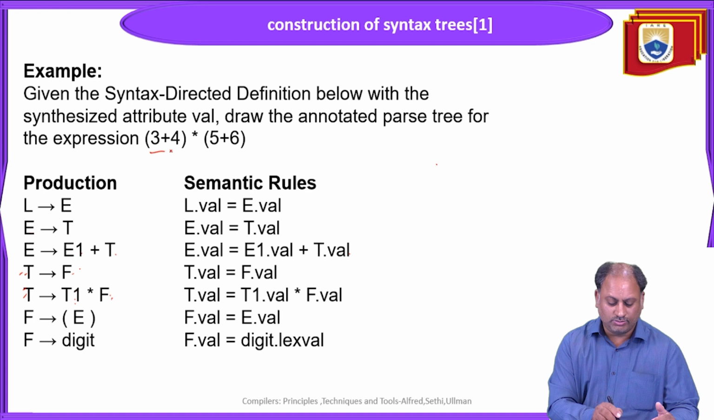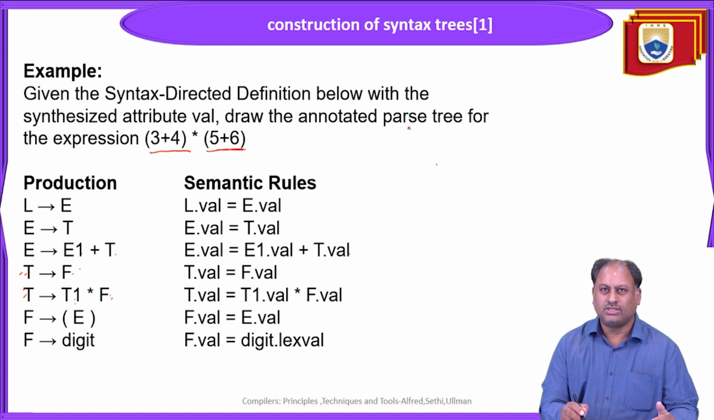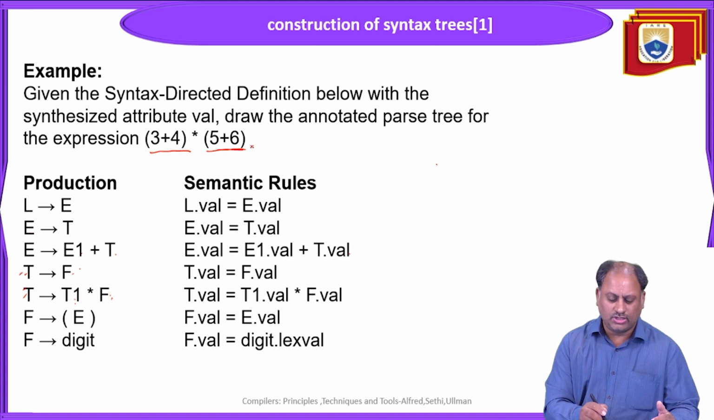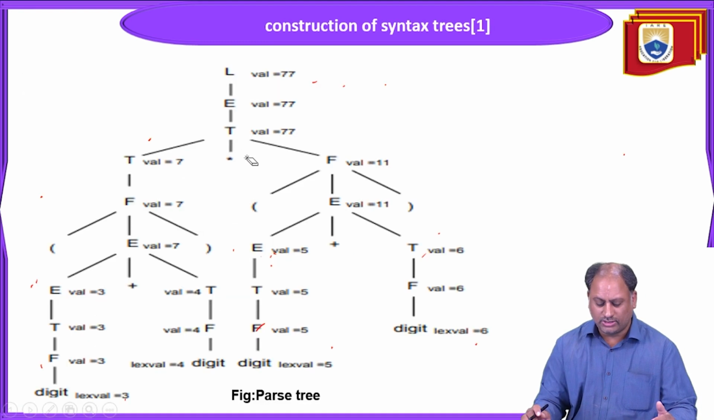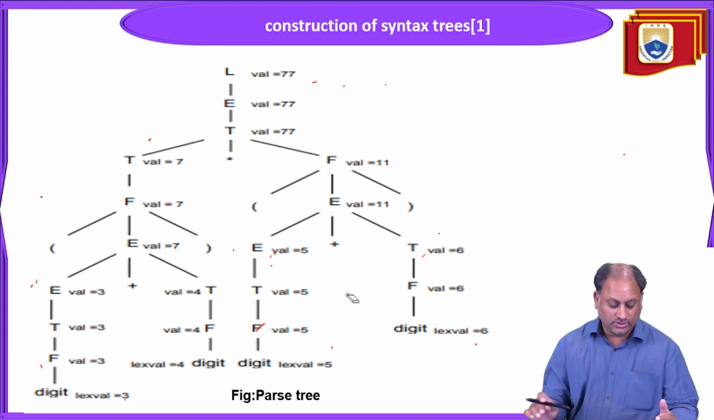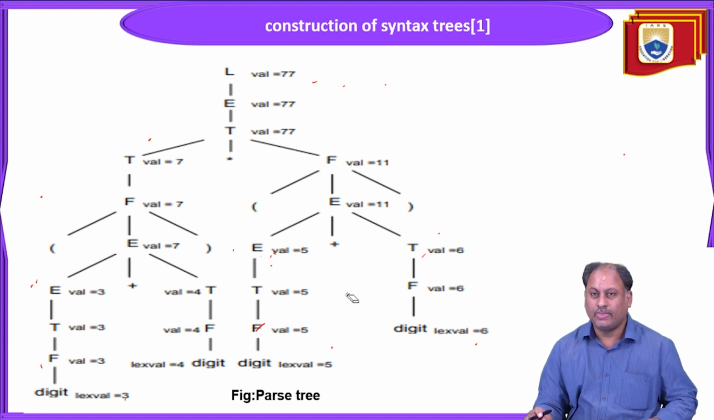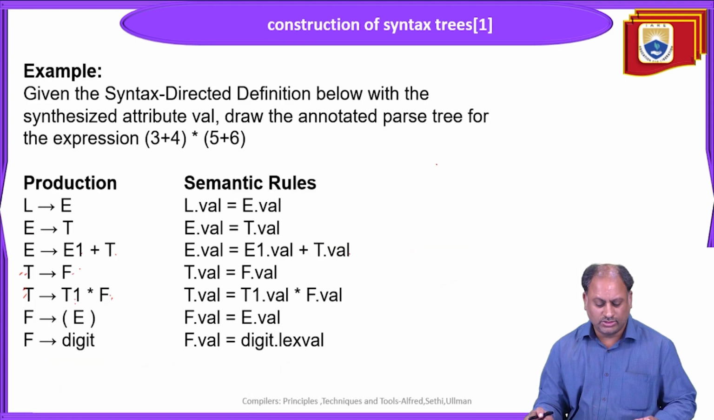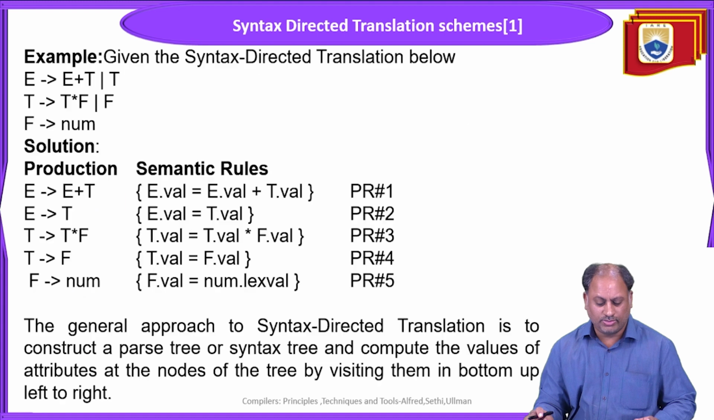For construction of the parse tree for this expression 3 plus 4 star 5 plus 3, draw the parse tree structure notation, verify the attribute value associations, and then calculate each of the attribute values branch-wise and get the result of the expression. So in this way, the syntax directed definitions, the attribute associations, and then semantic rules are to be applied for the given grammar notation.